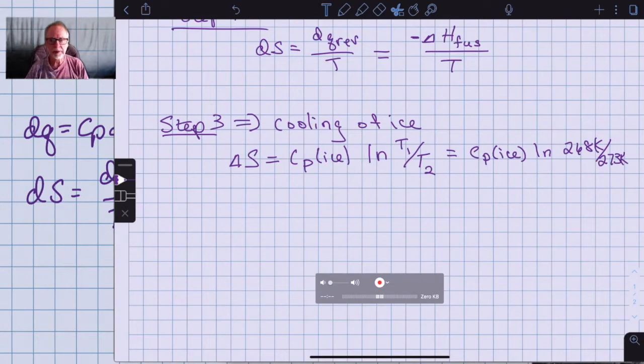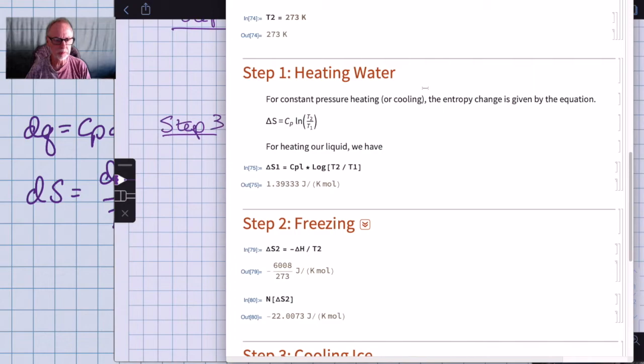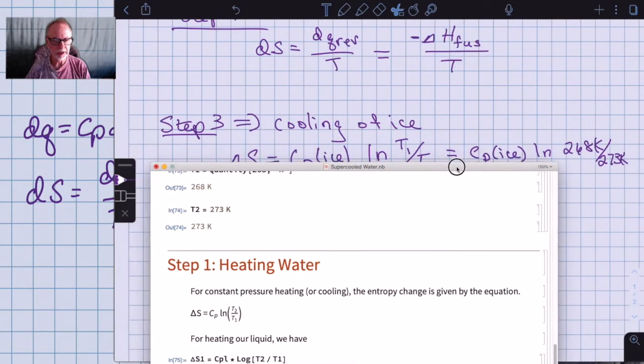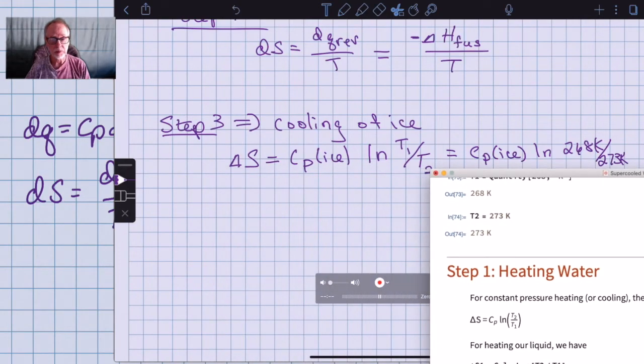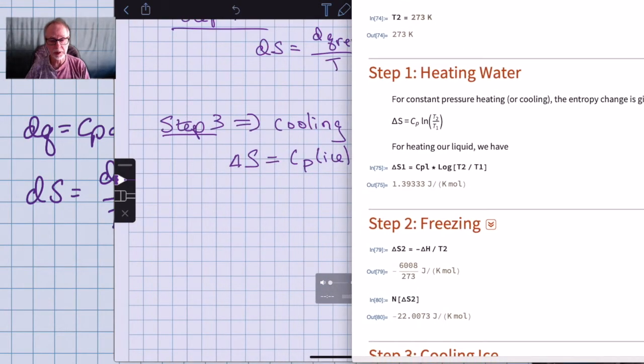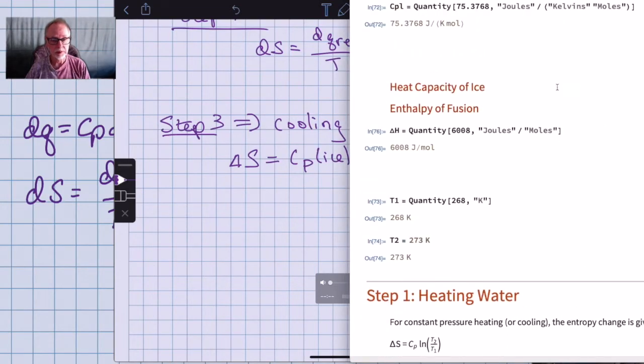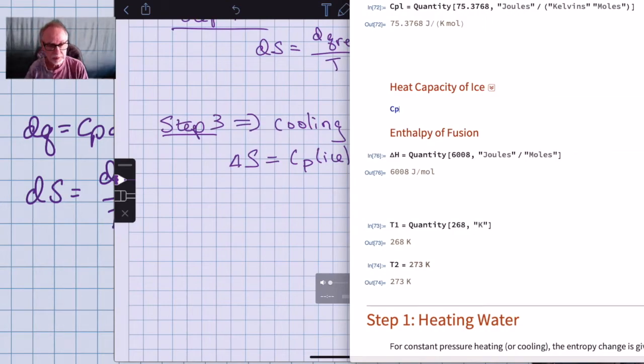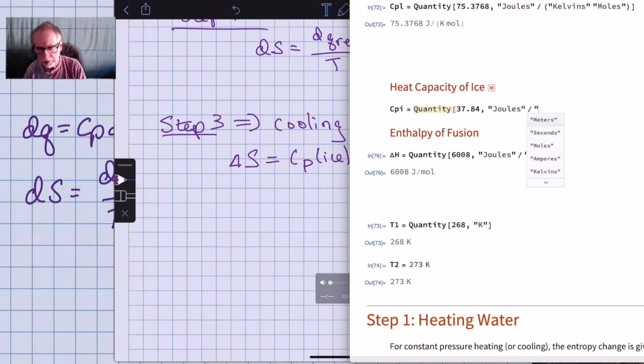Okay, so now we're ready to calculate the entropy change for the cooling of ice, and we have the formula associated with that. We need the heat capacity of ice in order to do this. So I'm going to scroll back up here to this point and go ahead and enter that. We have to look that up, and it's going to be CPI is equal to, and then quantity, and the number is 37.84, and it's going to be joules per moles.